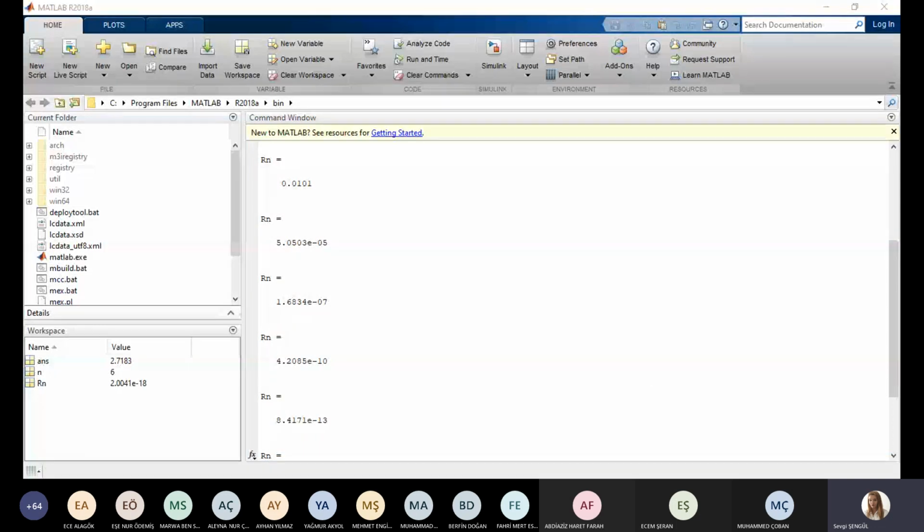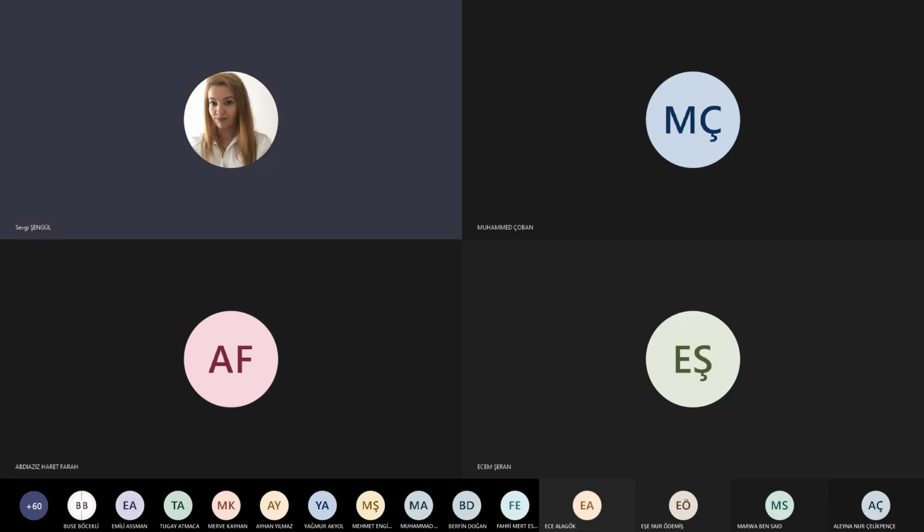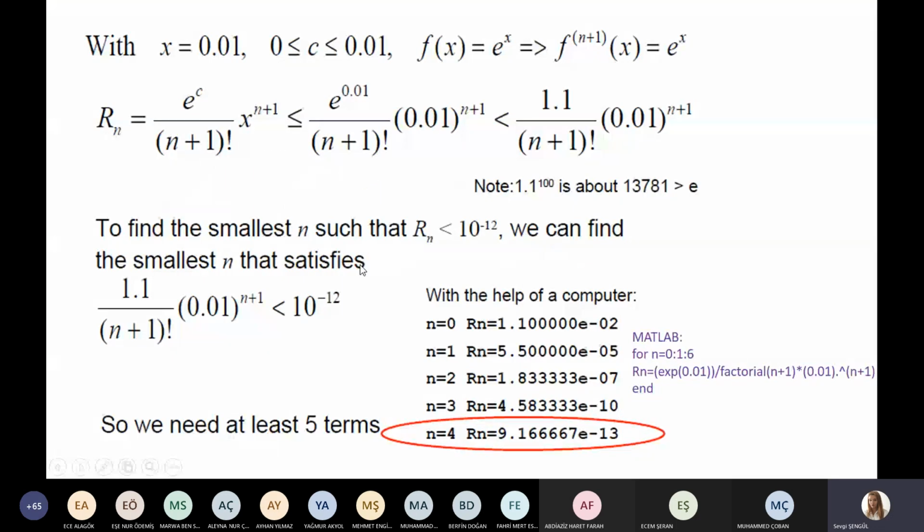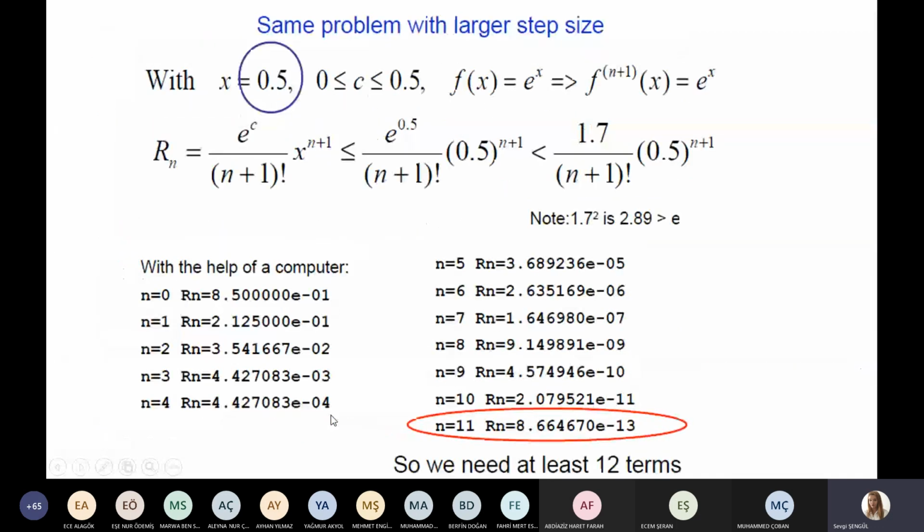And let me share the slide now. Okay. As we said, you understand that one, right? Why we need at least 5 terms. If you have a question, please stop me and ask me.